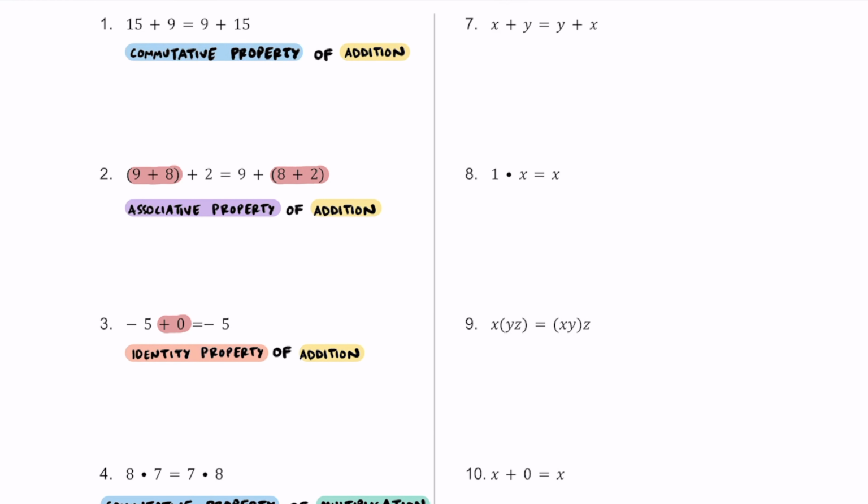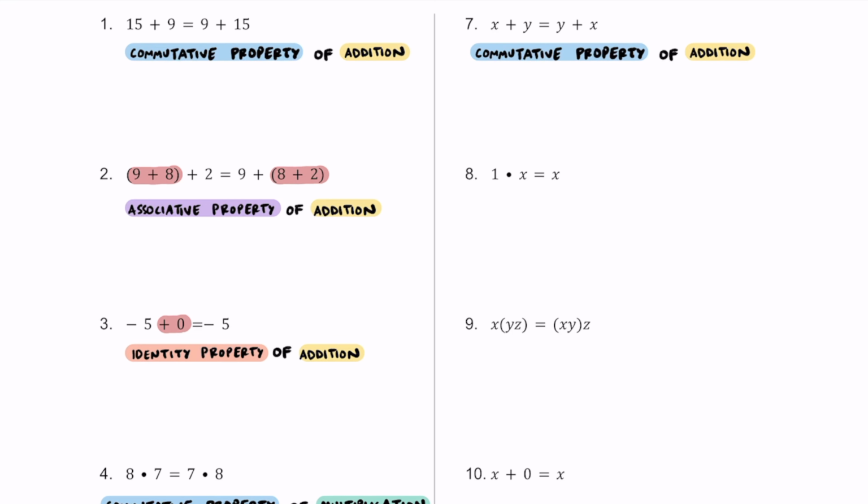For number 7, we have the expression x plus y is equal to y plus x. So it's actually very similar to number 1 over here, where we had 15 plus 9 equals 9 plus 15. We just have two unknowns here. Basically, even though we have variables here, this still represents the commutative property of addition, where you change the order of an addition problem.